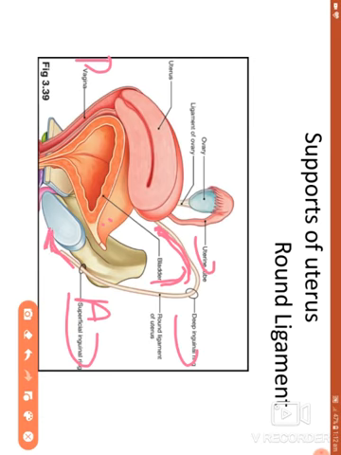Then it merges with the labium majus. So there is a fibromuscular structure which comes from the inferior aspect of this uterus, goes laterally, then finally merges with this labium majus. That ligament is the round ligament of the uterus. You see, it is going anteriorly, so it pulls the uterus forwards. Keep in mind that.